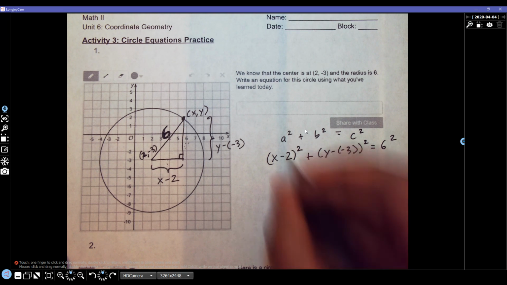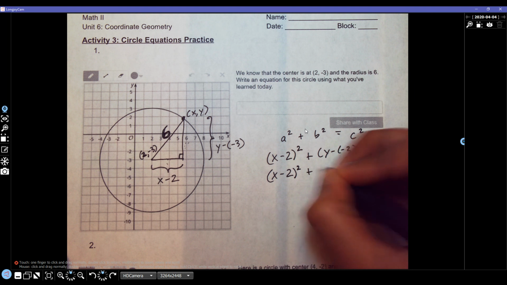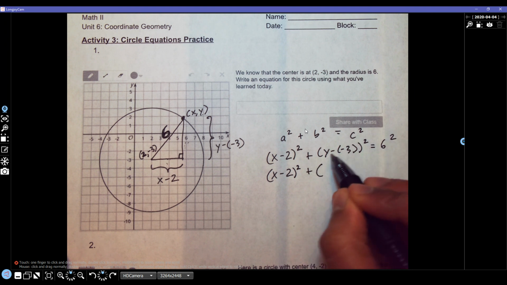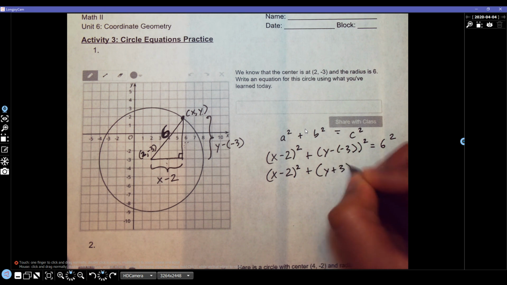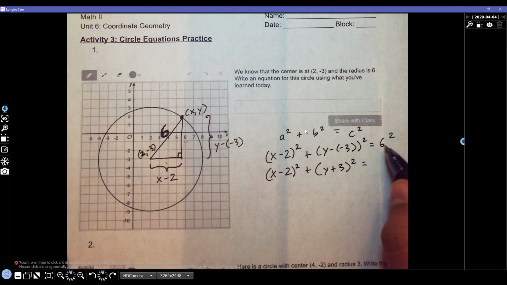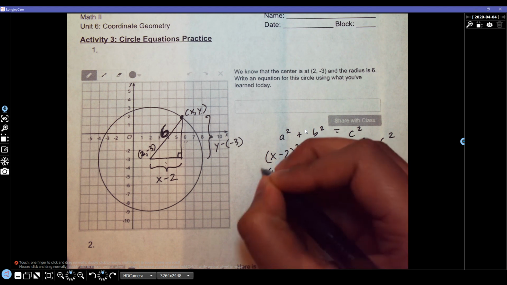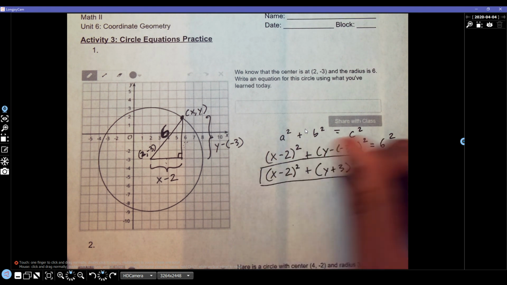So now we have (x minus 2) squared plus, remember when we're subtracting a negative, so when we see this double negative over here, it becomes addition. So (y plus 3) squared equals, you can keep it as 6 squared or simplify that, so that'll just be 6 times 6, which is 36. So this is our circle equation over here.